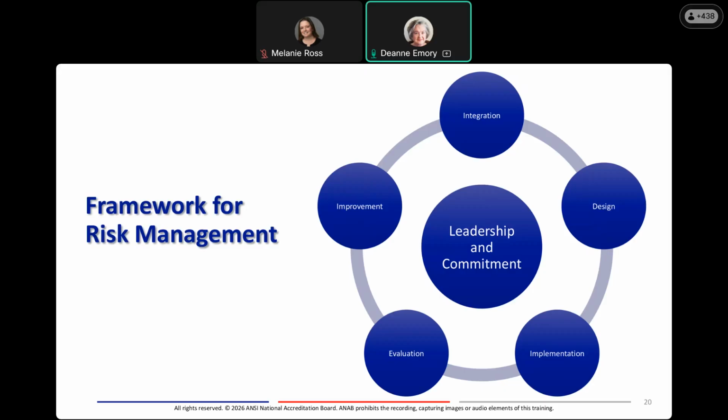shown on this slide. These components of leadership and commitment, design, implementation, evaluation, improvement, and integration, and the way they work together should be customized to meet the needs of the organization. So let's look at this more deeply.